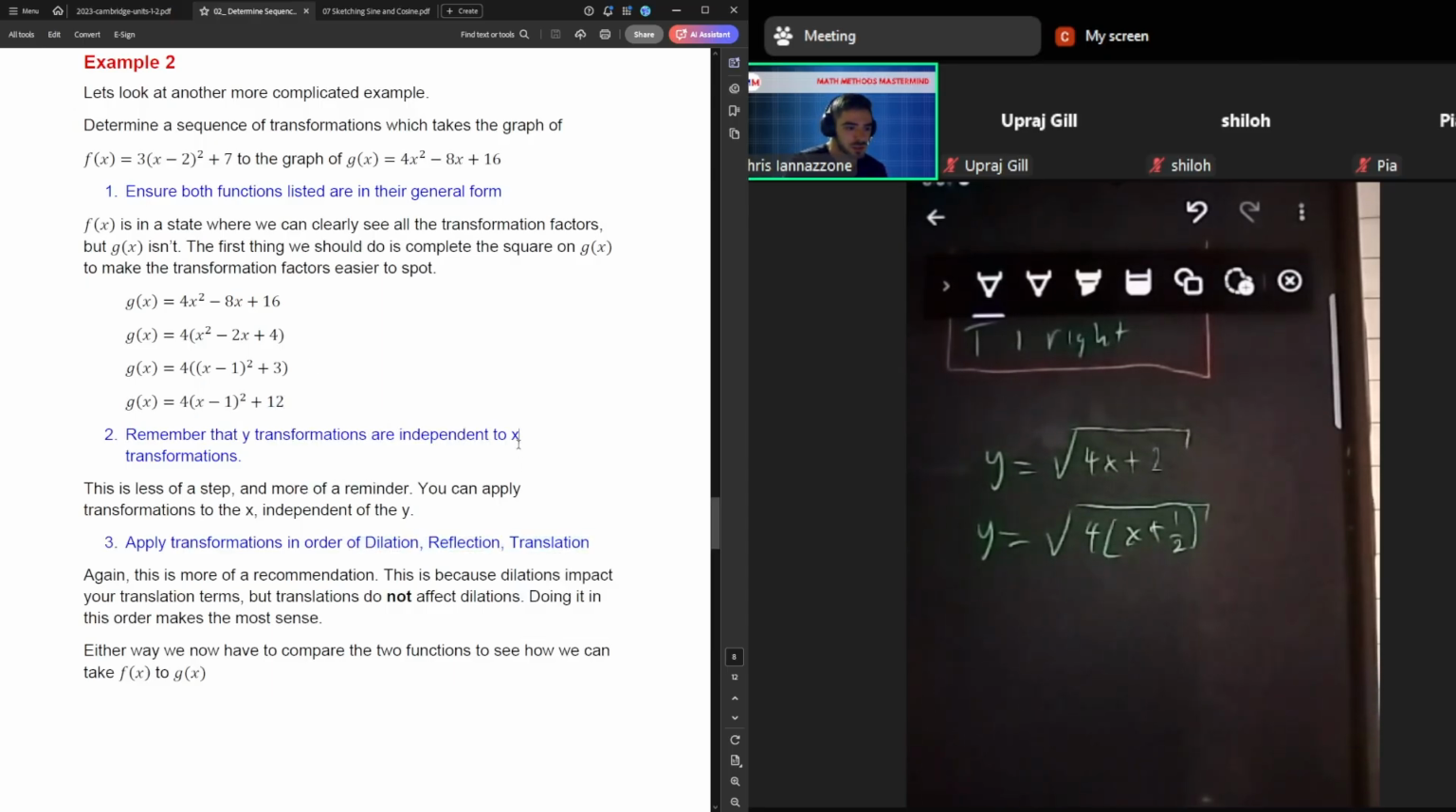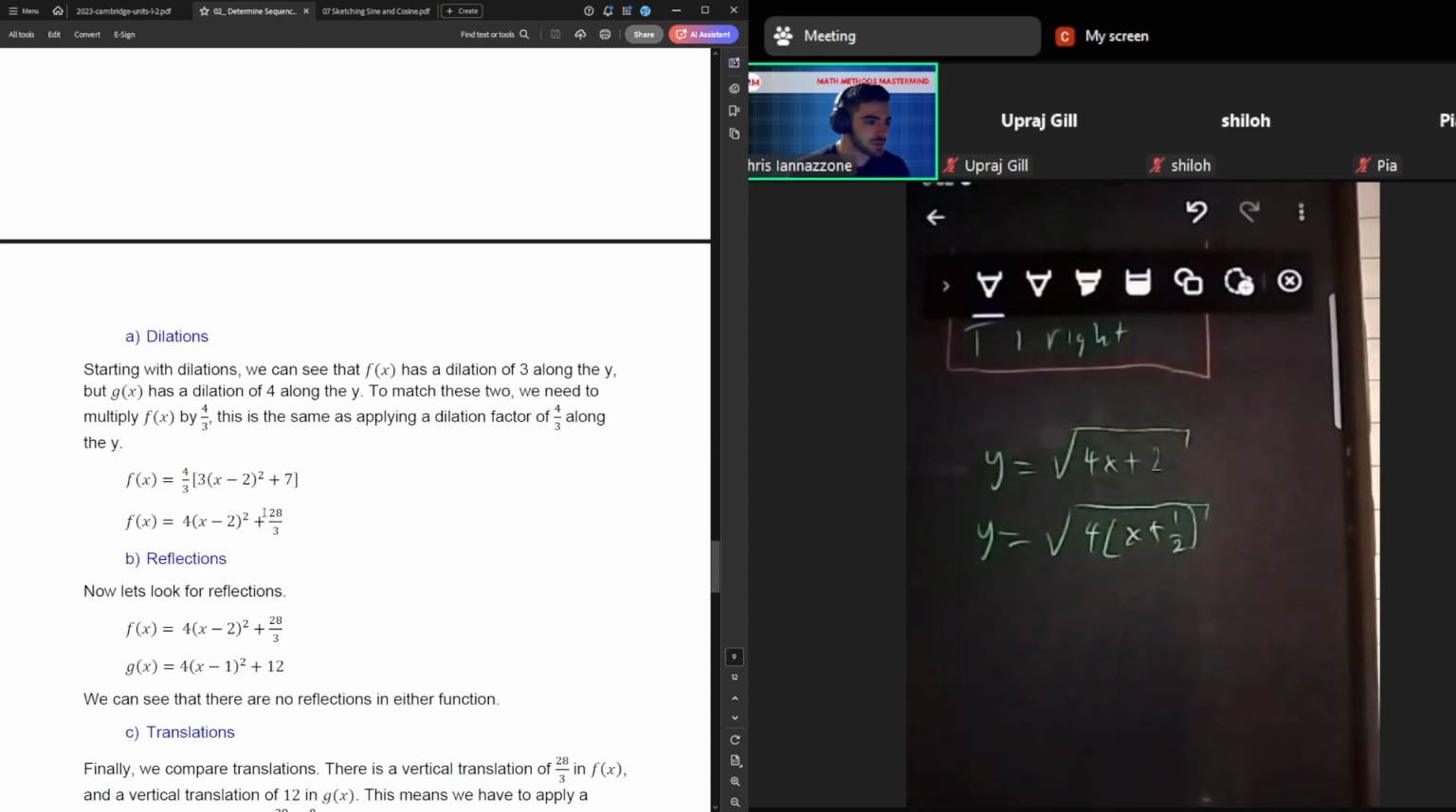Ideally, you do it in this order, and the reason why is because any multiplications to your function will also impact your vertical or horizontal translation term. So if you do your dilation first, then you only have to do one fix-up afterwards, rather than having to do another fix-up later. But anyway.